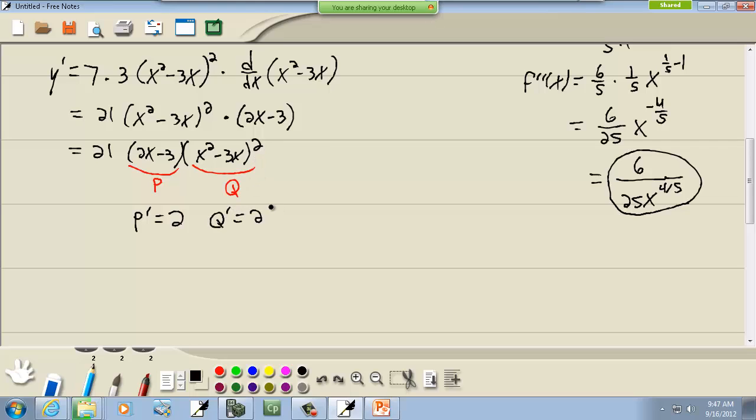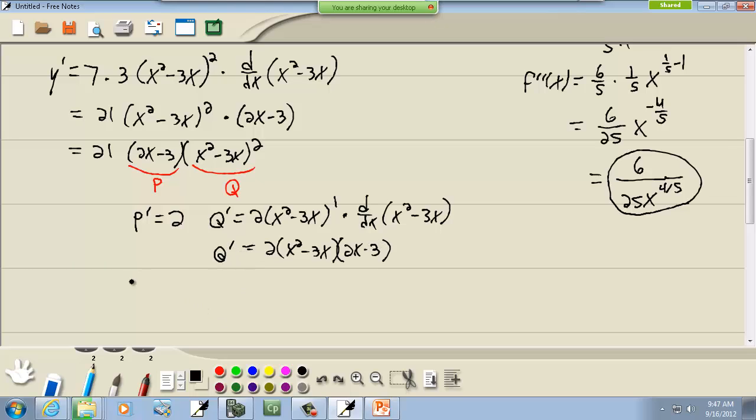We take 2, put it out in front. What's inside the parentheses remains as is. Lower this power by 1, and then we multiply it times the derivative of what's inside the parentheses. So we got 2 times x squared minus 3x. Then the derivative of x squared minus 3x is 2x minus 3. And that would be our Q prime. So our product rule, here's our y prime here. Our product rule is P prime Q plus P Q prime.